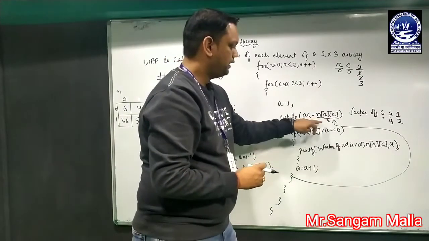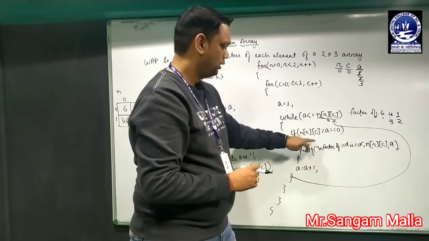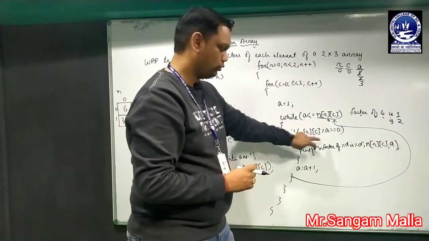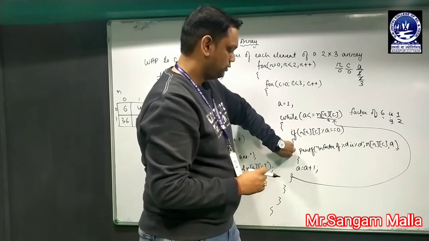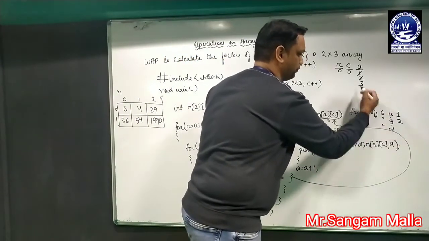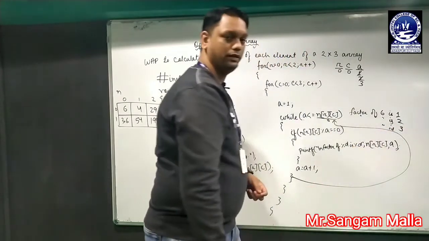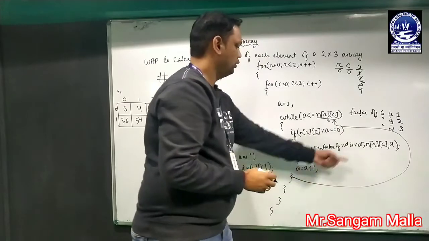So when it will be redirected to the condition, again it will check 3 is less than equal to 6. Yes, true. 6 is divisible by 3. Yes, true. It will enter the block and it will print factor of 6 is 3 because the value of a is 3. Again a will be incremented to 4. It will come over here.